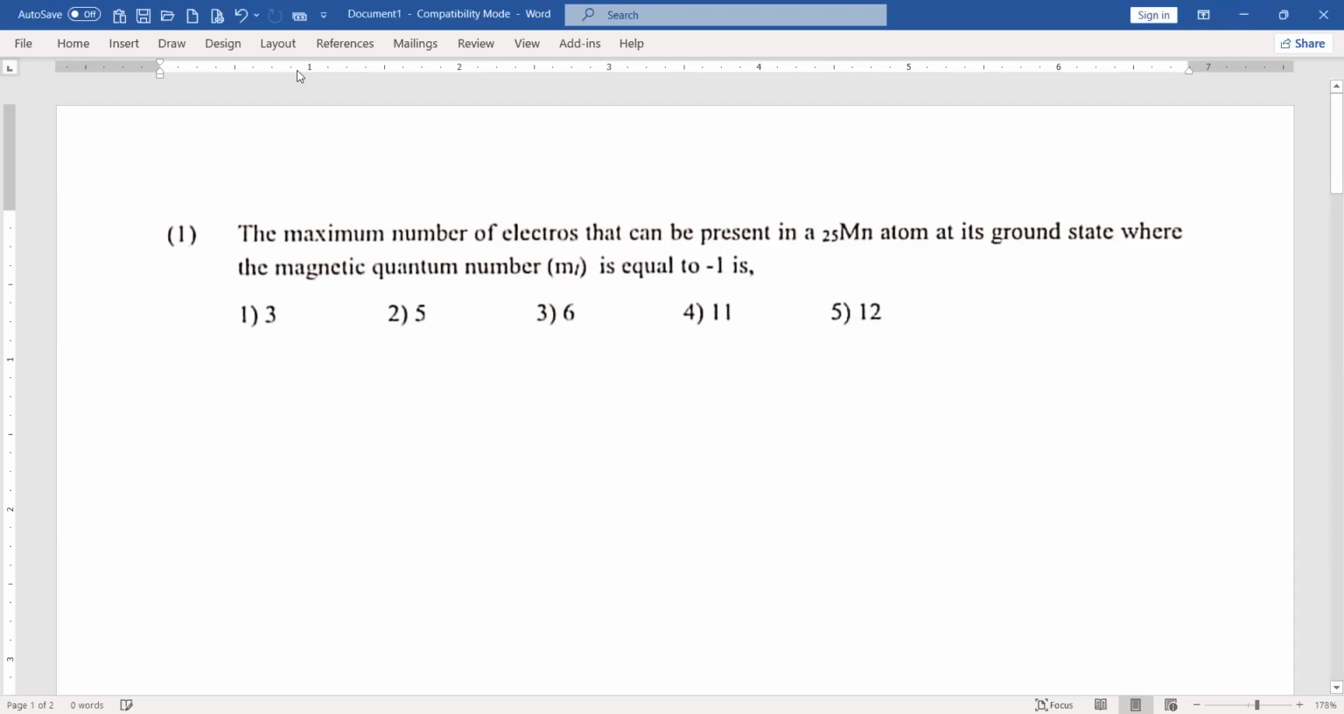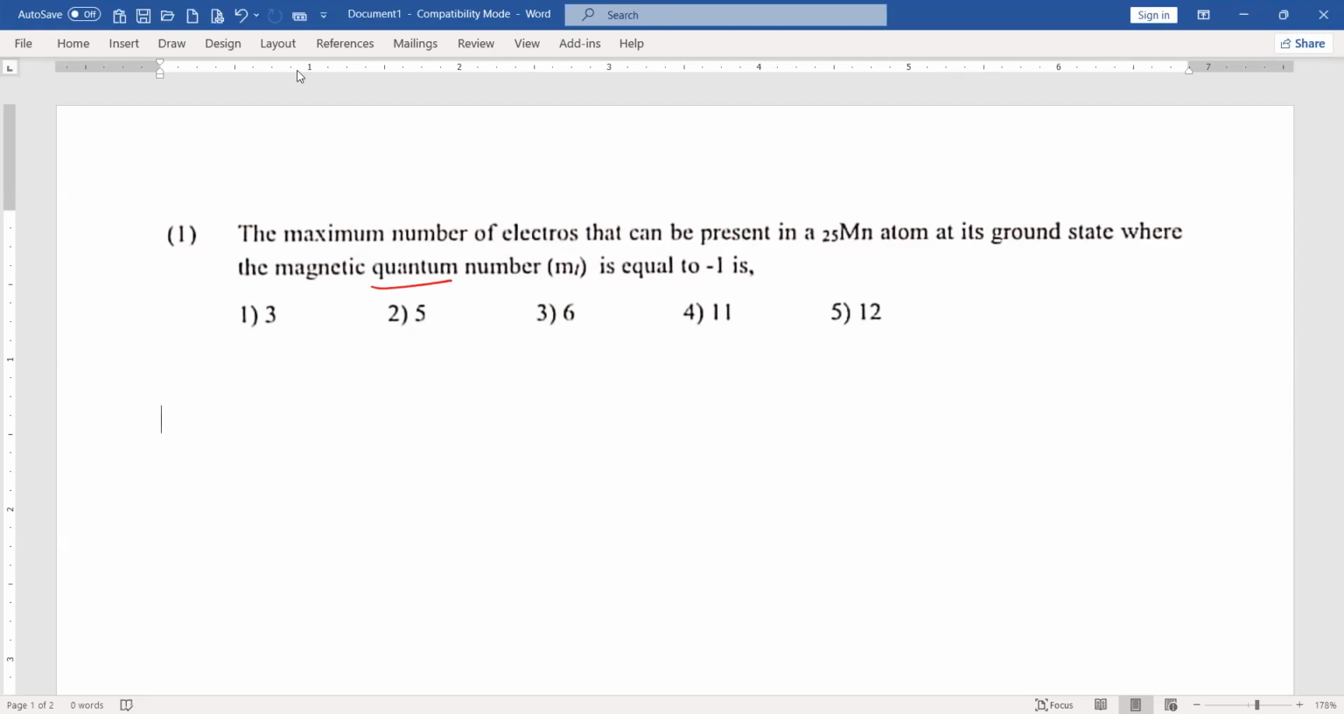The question is: the maximum number of electrons that can be present in a manganese atom at its ground state, where the magnetic quantum number is equal to -1, is. Before we answer this particular question, first we need to know about the quantum numbers.